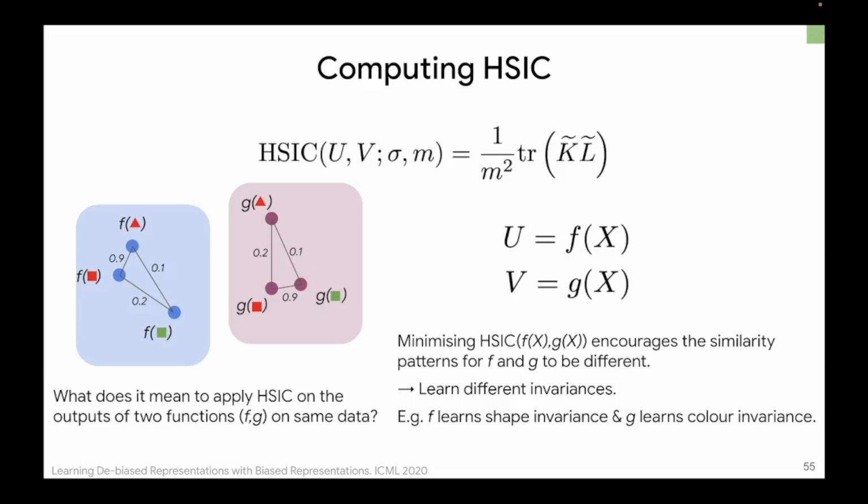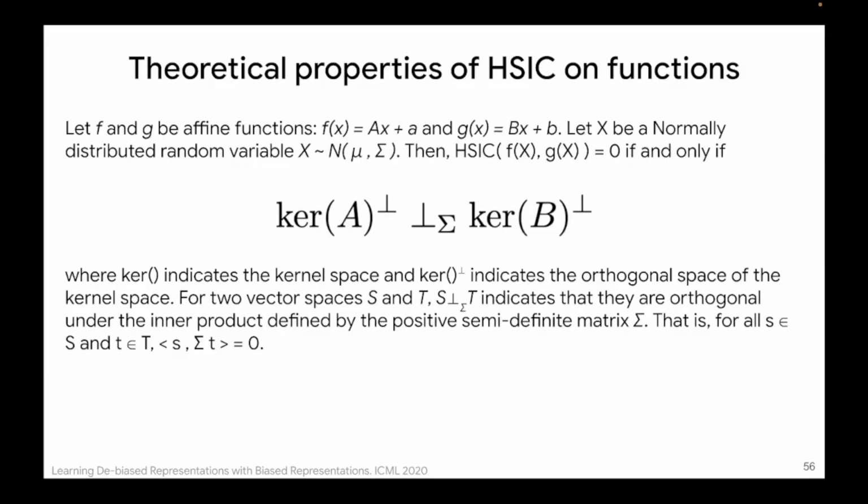So they learn different invariances. Now I'd like to make a small theoretical comment on theoretical properties of h-sig functions. This is trying to characterize what it actually means to make two functions independent of each other, given a probabilistic random variable as an input.